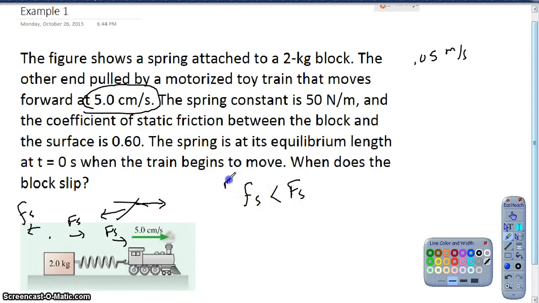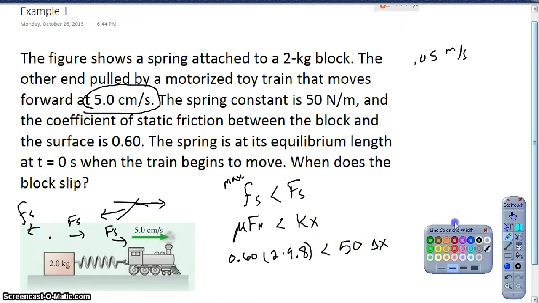So the maximum static friction would have to be less than the spring force applied. Well, the maximum static friction is my coefficient times my normal force. The spring force is just going to be k times x, k times the displacement. So if I look at this here, they give me the coefficient. It is on a horizontal surface, so it's the full 2 kilograms times 9.8. It's the full force of gravity for the normal force. And then the spring constant they give me of 50 newtons. So the only variable I have right there is delta x.